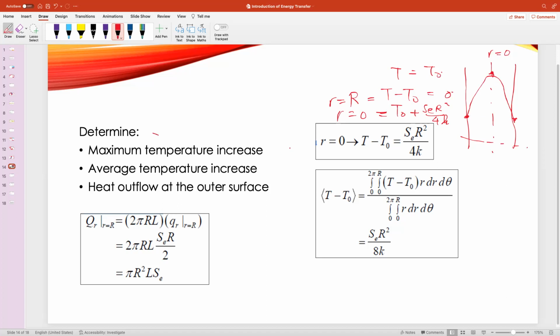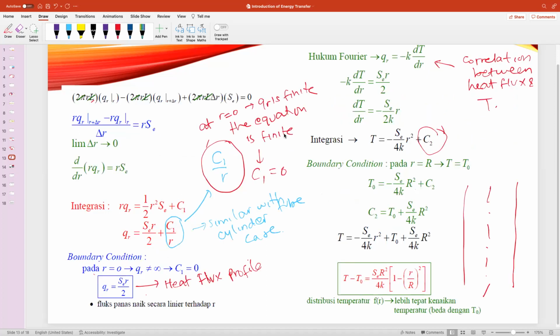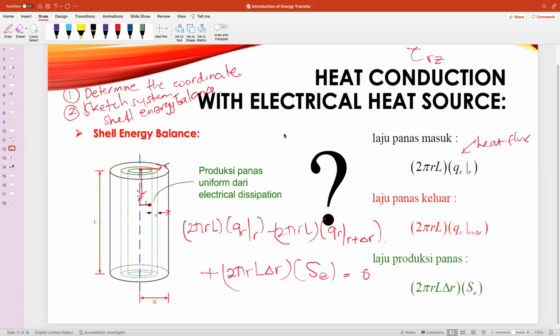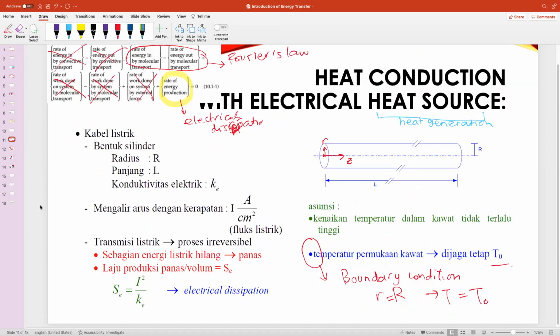Why is the temperature increased? That is because of the heat generation from this term, the heat production per volume. Okay, did you get it?